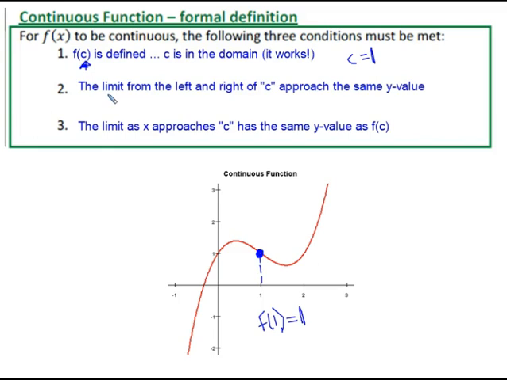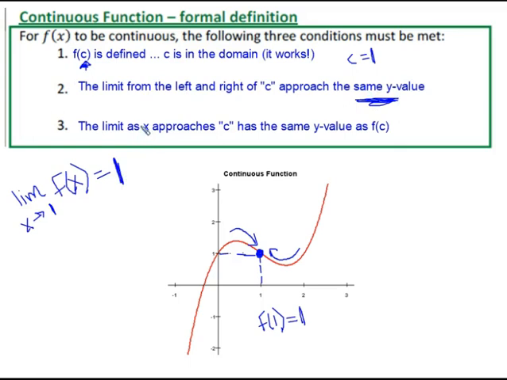Now, going on to the next one: the limit from the left and right of c approach the same value, or in other words, the limit exists. If we write that out, the limit as x approaches c, which is 1, of our function has to exist. If we approach 1 from the left, we get an answer of 1. If we approach it from the right, we get that same answer of 1. The left-hand side and the right-hand side have the same answer, so it meets this second condition.